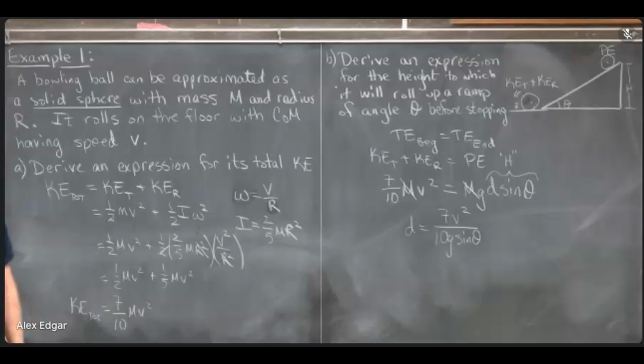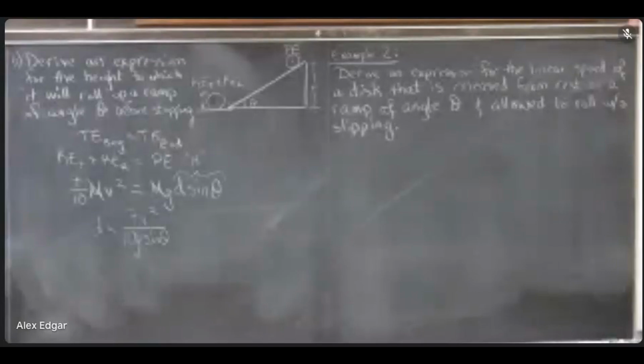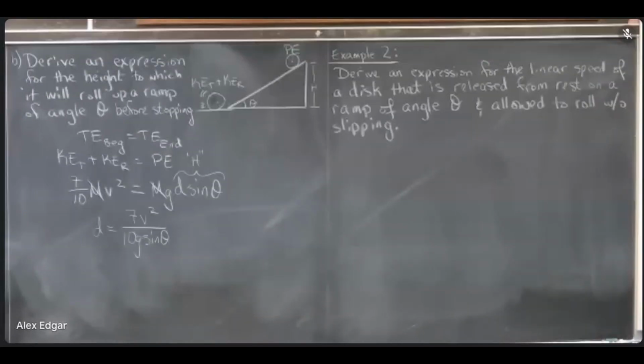Now, what if we change the shape of the object? And I'm not just going to change the shape of the object. I'm going to run this in reverse. What if instead of starting out with a rolling object on a floor that then rolls up a hill, we start out by having it start on the hill and roll down the hill? How fast is it going to be going at the bottom of the hill? We're going to go through this same process, except I've changed the shape and I've rearranged it to look for what is the velocity at the bottom of the hill.